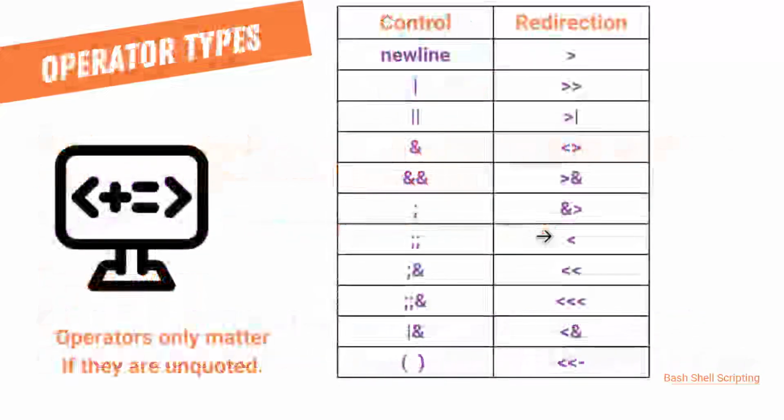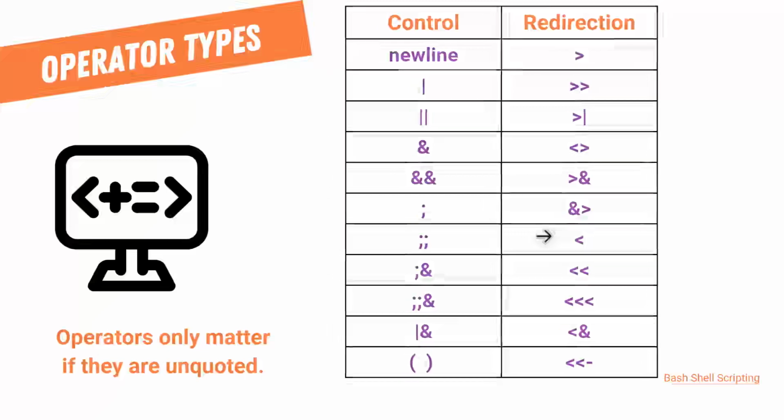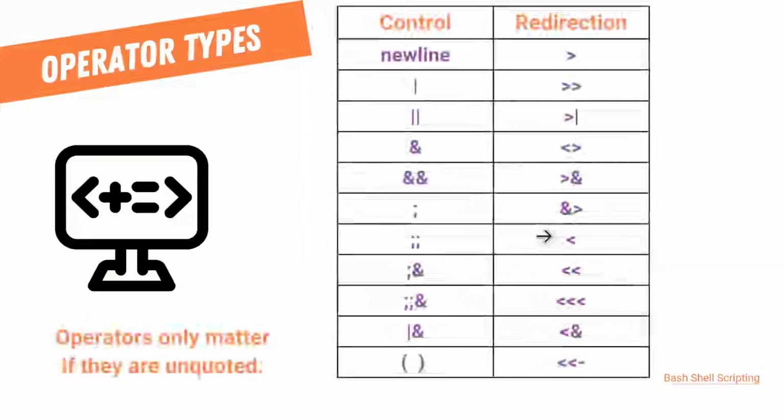Now about operators, there are two types of operators: control operators and redirection operators. A control operator is a token that performs a control function. It is a newline or one of the following list. Besides the control operators, there are redirection operators as well. They are used to redirect the data streams connected to a command, such as input or output, to a file. This is the complete list of all redirection operators.